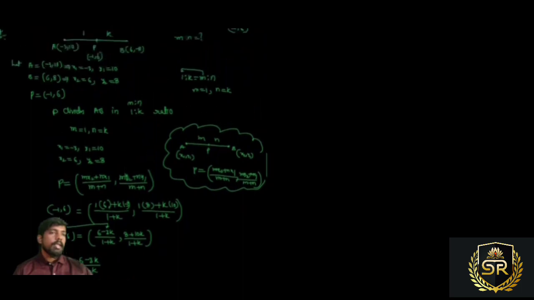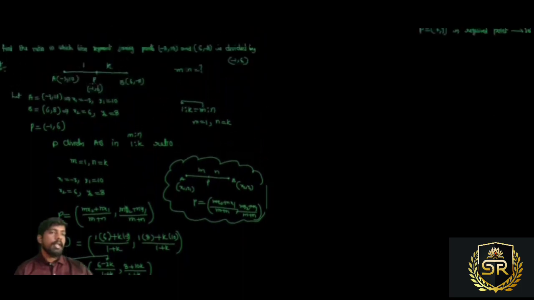First, the given data is represented diagrammatically. A has value x1, y1, B has value x2, y2, and P divides AB in the ratio 1 is to k. We don't know that ratio, which is the reason we consider 1 is to k. If we don't know any ratio, then directly assume 1 is to k. Remember, 1 is to k. So P divides AB in the ratio 1 is to k, where m is 1 and n is k.